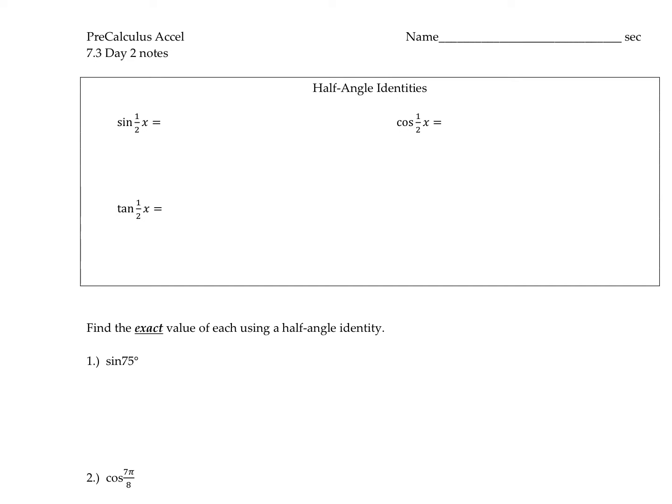In this video, we're going to talk about the half angle identities. So first, let's write down what our identities are. For sine, our half angle is going to be plus or minus the square root of 1 minus cosine of x over 2. Cosine is going to look very similar, except it's going to be 1 plus cosine of x over 2. And then tangent is going to have three options.